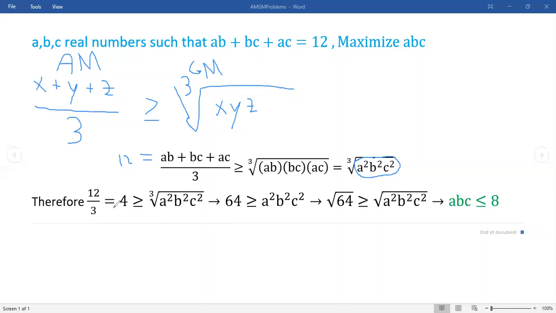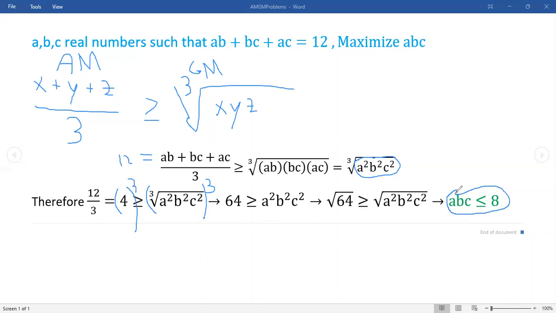Now, what did we do at this step? We just cubed both sides. Cubing and cube rooting are inverse operations, so we cubed this, and we also cubed this entity right here. That has the effect of making the operator evaporate. So now we have 64 is greater than or equal to A squared, B squared, C squared. We're not interested in that. We're interested in maximizing ABC, and so we square root both sides. Properties of exponents give us that 8 is the maximum value of the product.